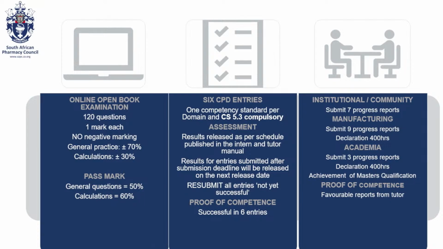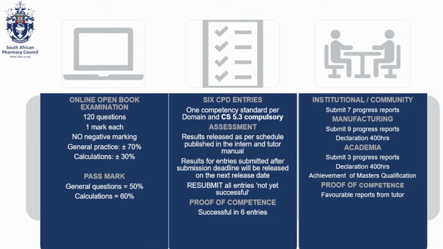Results for the entry submitted after submission deadline will be released late. I think it goes without saying. Late submission, late results will then be published. Resubmitting entries not yet successful, you then need to do that so that we can eventually get to a successful entry. And proof of competence is successful in all 6 entries.